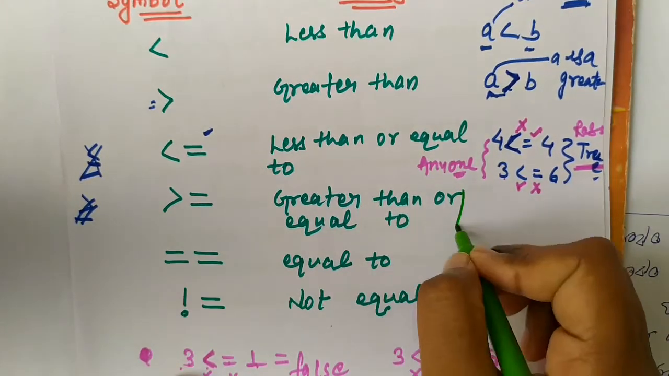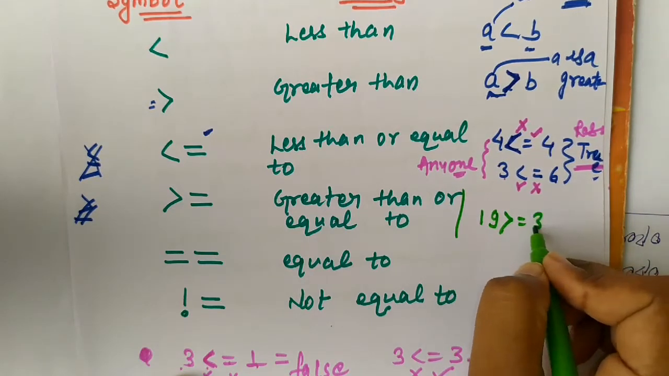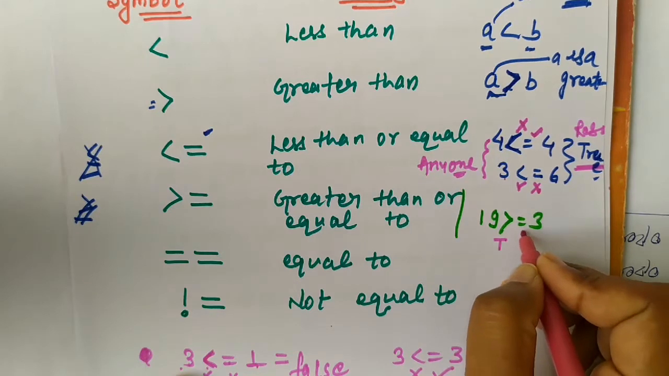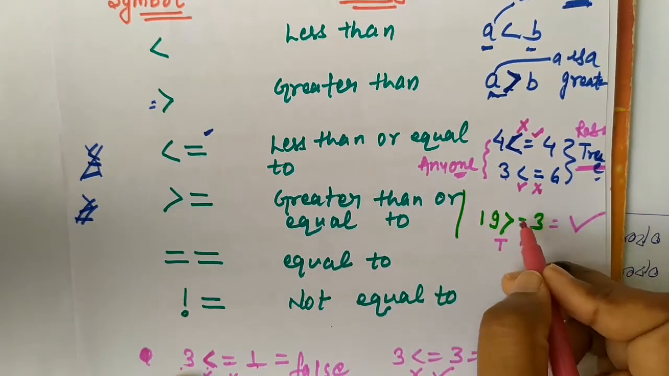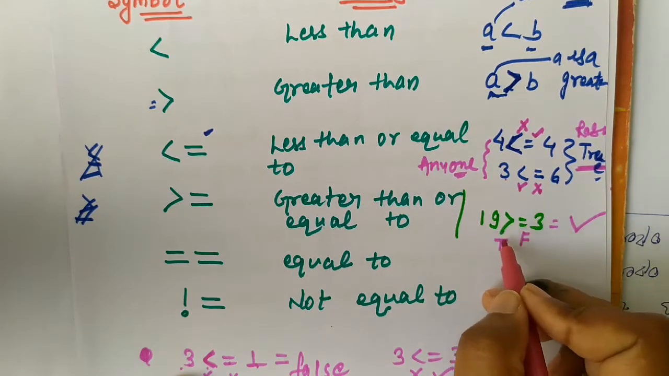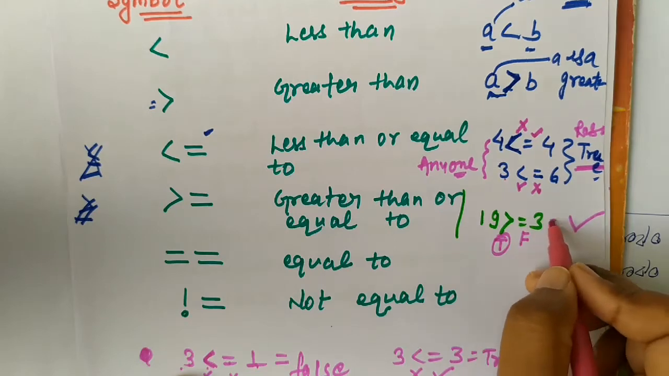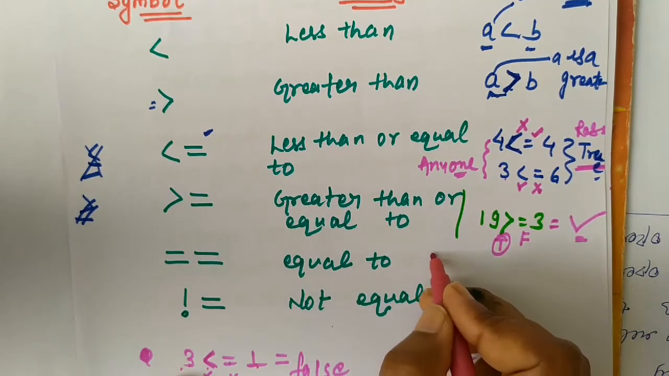For example, 19 greater than or equal to 3. In this case, greater than is true, but equal to is false. So the result is true, because if any one is true, the result is true. Equal to means check whether both are equal or not.